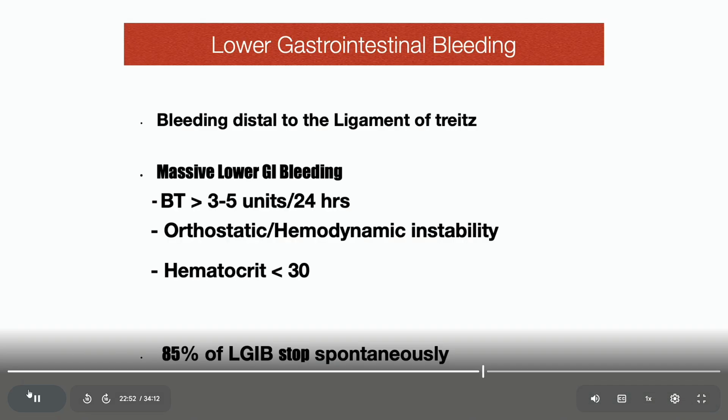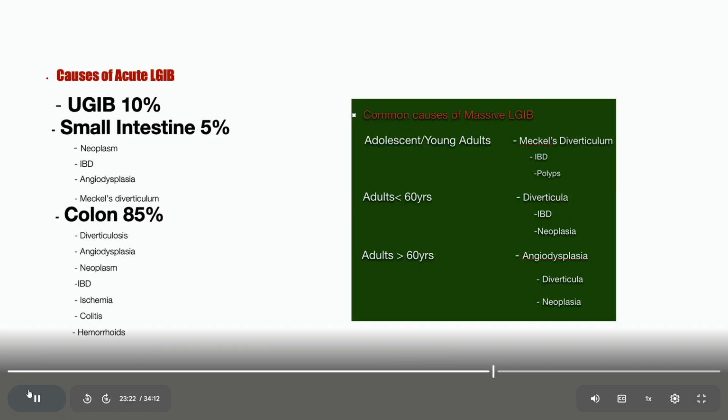Lower gastrointestinal bleeding is defined as bleeding distal to the ligament of Treitz, while massive lower gastrointestinal bleeding is bleeding with a significant blood loss resulting in hypotension, thus fulfilling the definition of a class 3 hemorrhagic shock. However, it is fortunate that the majority, around 85% of patients with LGIB, would stop spontaneously.